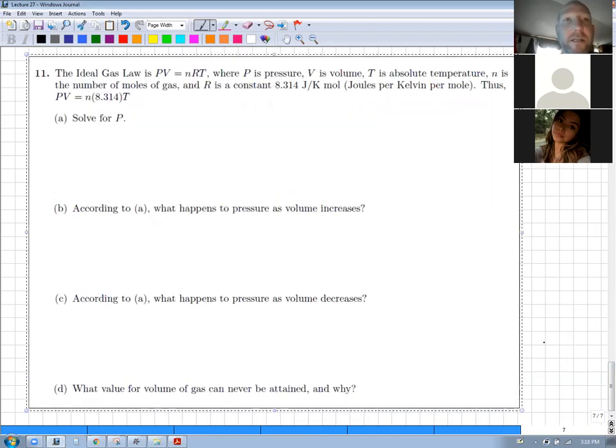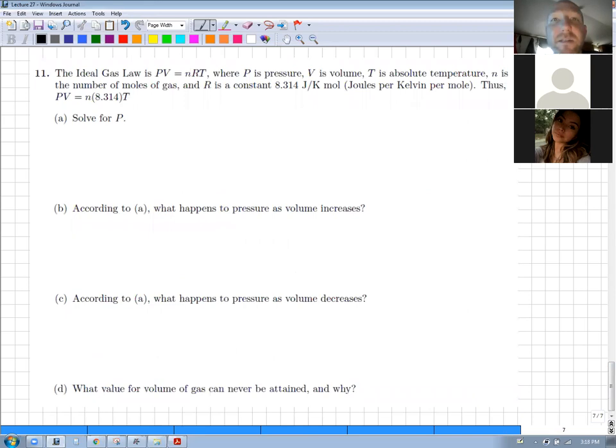All right, the ideal gas law is PV equals nRT, where P is pressure, V is volume, T is temperature, n is the number of moles of gas, and R is a constant, which is 8.314 joules per Kelvin mole. All right, so PV equals n times 8.314 T. Solve for P. So we have nRT divided by V, right? We're just dividing both sides by V here.